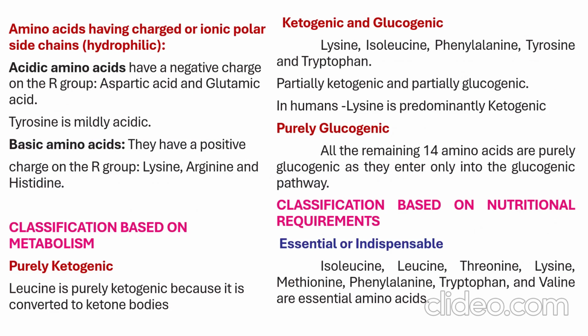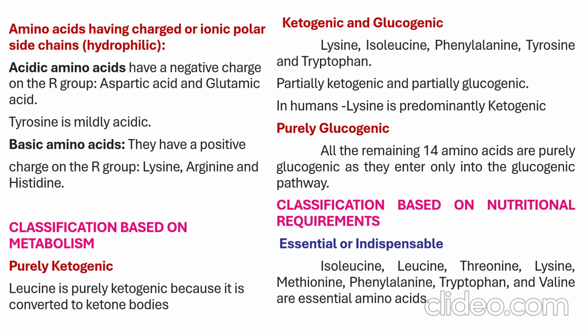Amino acids having charged or ionic polar side chains. In that we have acidic amino acids and basic amino acids. Acidic amino acids have a negative charge on the R group, for example aspartic acid and glutamic acid. Tyrosine is mildly acidic. Basic amino acids have a positive charge on the R group, for example lysine, arginine, and histidine.